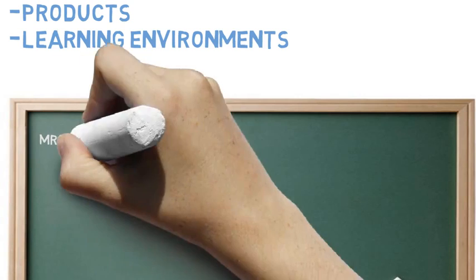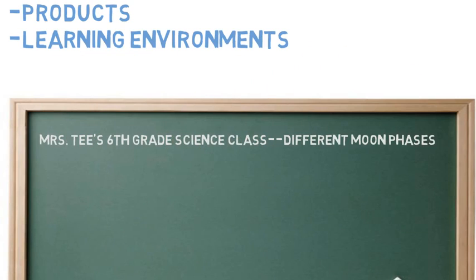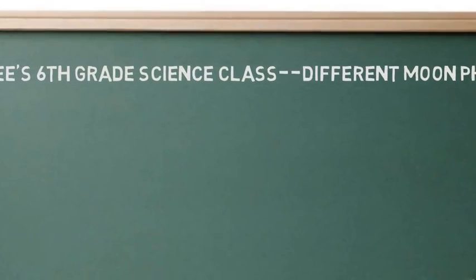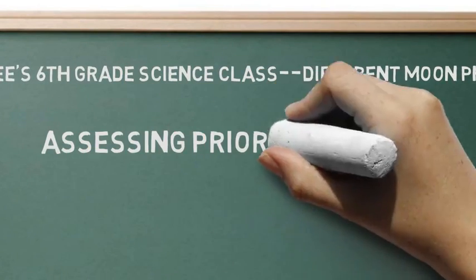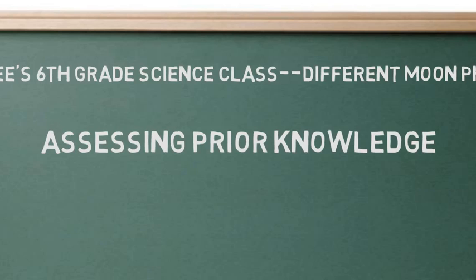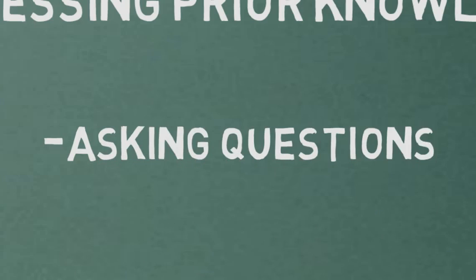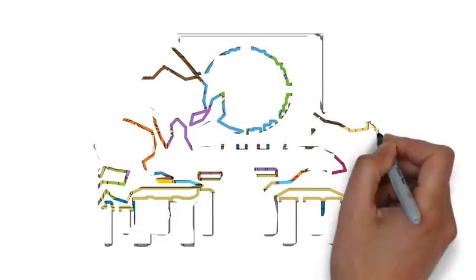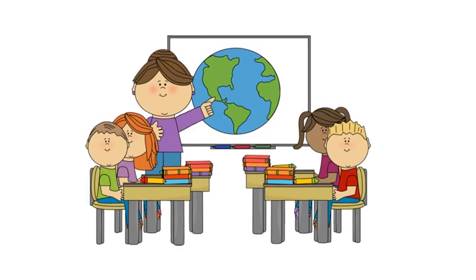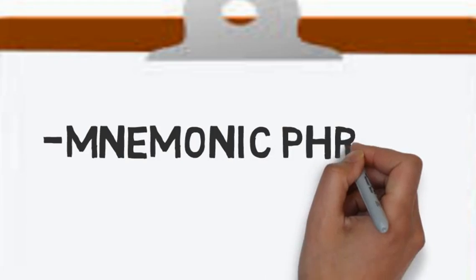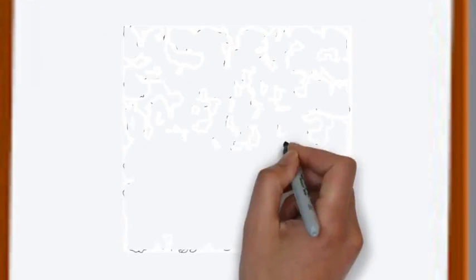Let's take a look at a lesson plan designed by Mrs. T's 6th grade science class on different moon phases around the Earth. This lesson begins with the teacher assessing prior knowledge of the students. She asks them questions about the changes in appearance of the moon during a month and pattern changes of the moon's appearance. The teacher continues by showing a video to the students on the moon cycle and the changes during each month. Then she has the students make up a mnemonic phrase that goes along with body movements or gestures to remember the 8 phases a moon makes in a month.